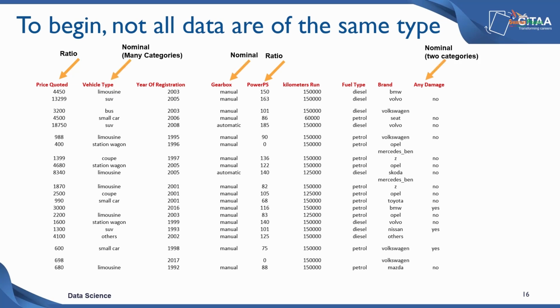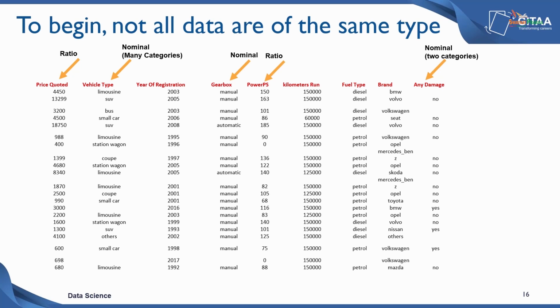The vehicle types, the gearbox, and whether there is damage to the car are all just nominal data. In vehicle types, you have limousine, SUV, bus, etc. So there are many categories under this particular nominal variable. It's not necessary that a nominal variable needs to take only 2 values, like gender, say men and women. It can take multiple categories. So the vehicle type has lots of categories. The gearbox type has only 2 categories, manual and automatic, and the damage also has only 2 categories, yes or no.